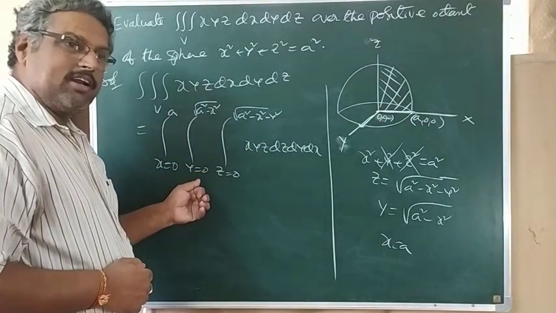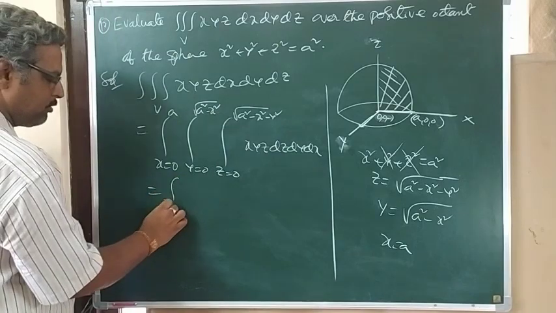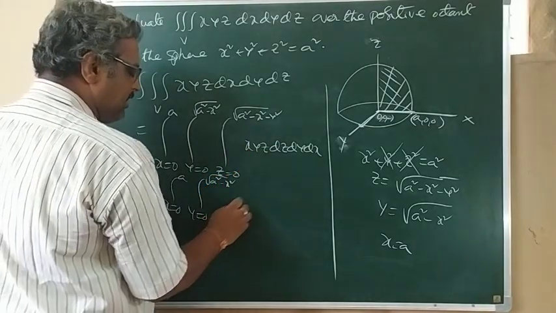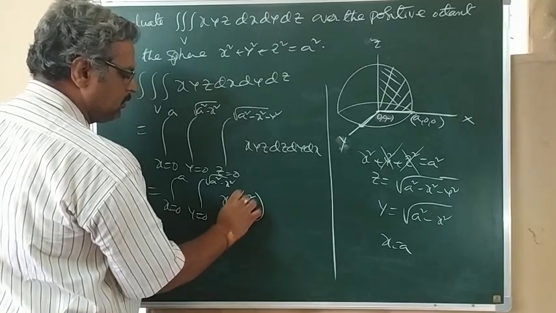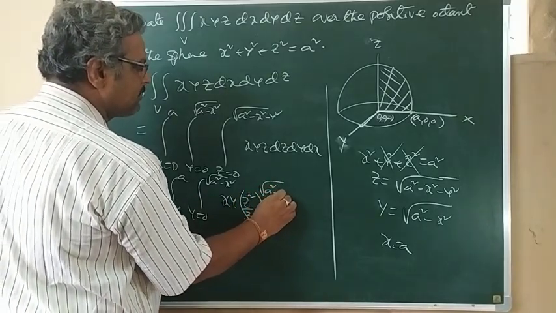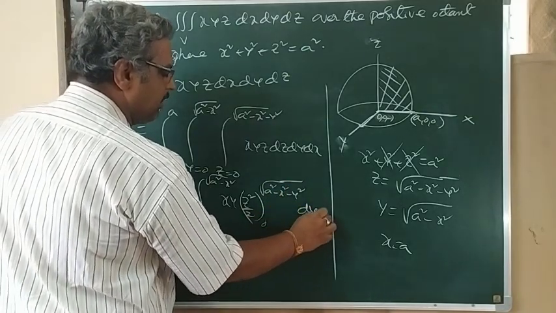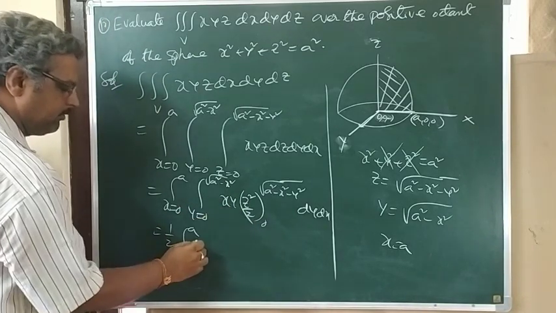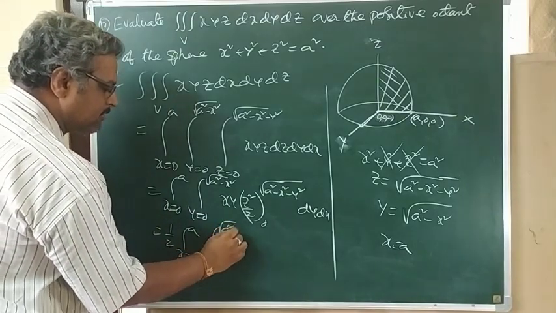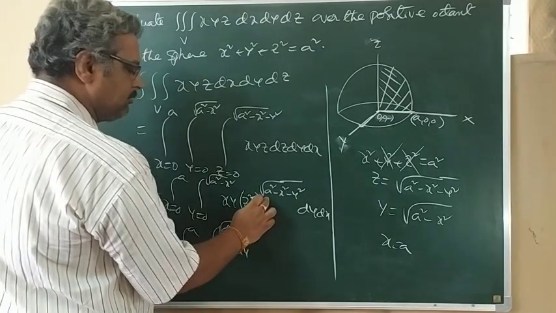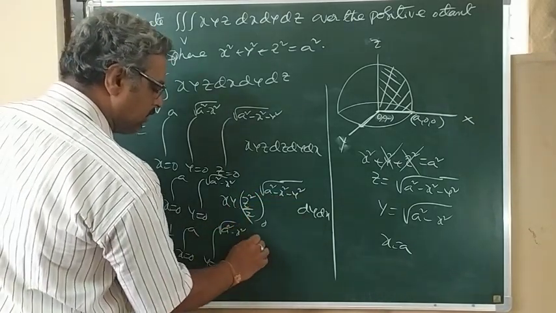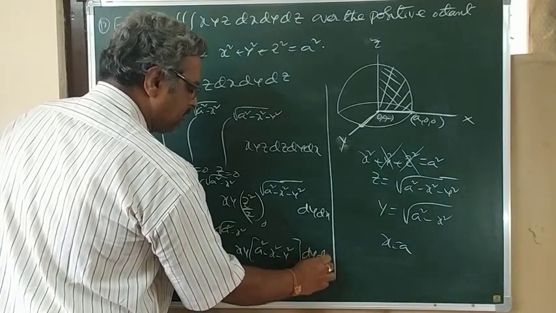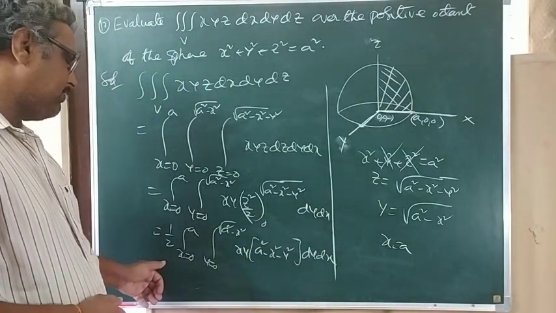Now integrate with respect to z, then with respect to y, then with respect to x. Like our previous problem, x is 0 to a, y is 0 to root over a square minus x square. The integral of z is z square by 2, from 0 to root over a square minus x square minus y square, dy dx. Now 1 by 2 is a common term. Putting in the limits, z square is a square minus x square minus y square, and at 0 it is 0. Now integrate with respect to y, then with respect to x.